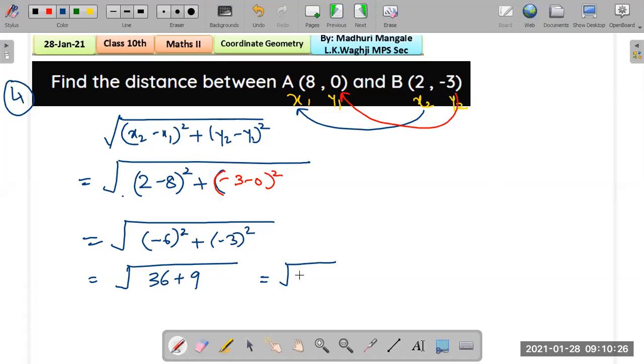Simplifying this, we get the answer to be root of 45. We can't simplify it further, okay? So we leave it as it is. Yes, of course, it can be simplified. So that's 5 times 9, which is 45. This can also be written as 3 root 5. But if you look at the choices, okay, and let's move to the next question.